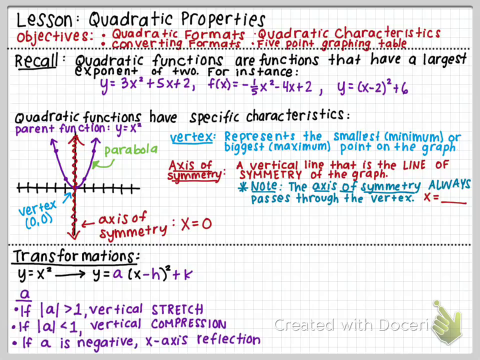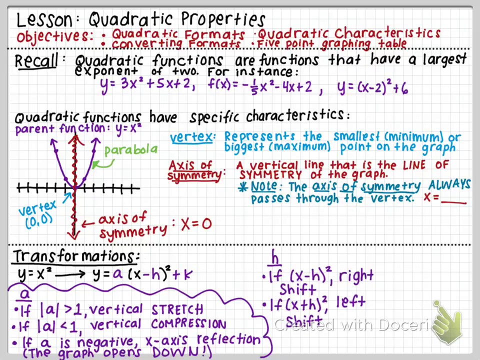If the absolute value of a is greater than 1, it's a vertical stretch. If the absolute value of a is less than 1, it's a compression. If a is negative, it's an x-axis reflection. All that means is instead of opening up, it's going to open down. That's what an x-axis reflection means.